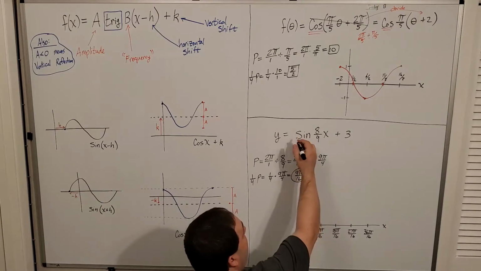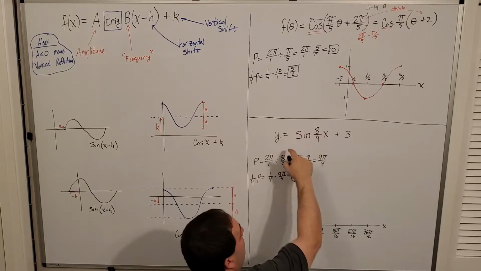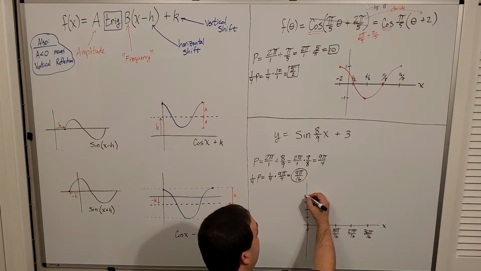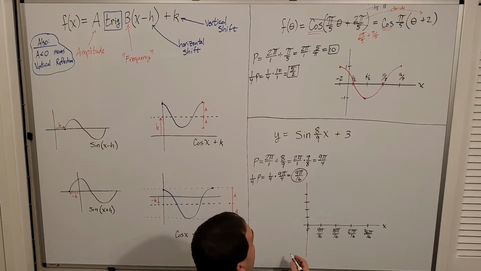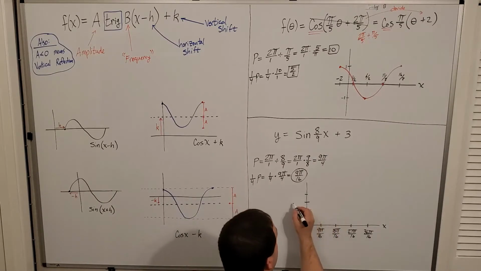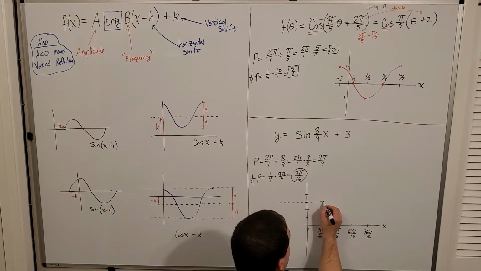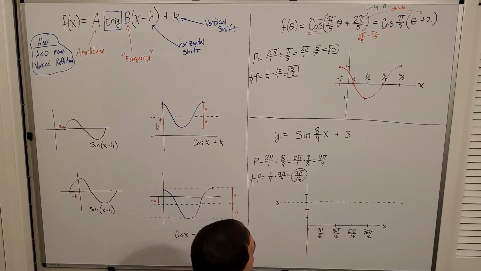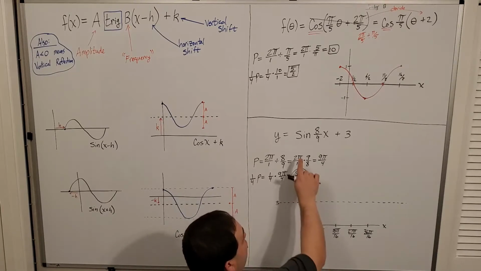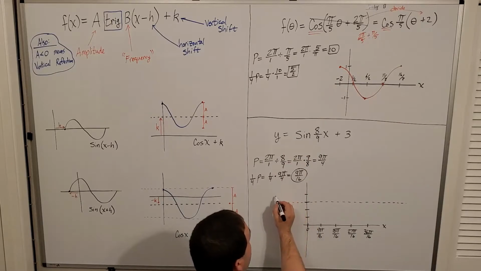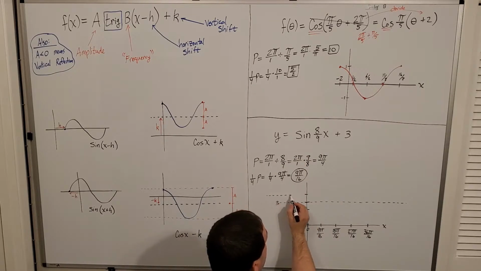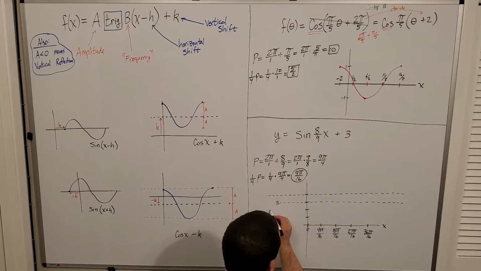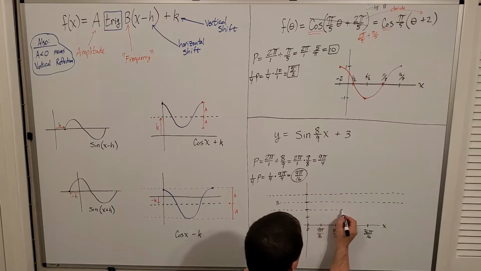Okay, so as you can see, my amplitude is only 1. So I'm going to have a really shallow wave here. I'm going to count actually up to 4. My new center line is plus 3. So here's my new center. Right? This is at 3. My amplitude is 1. So that means my function is going to fit no higher than this and no lower than this.